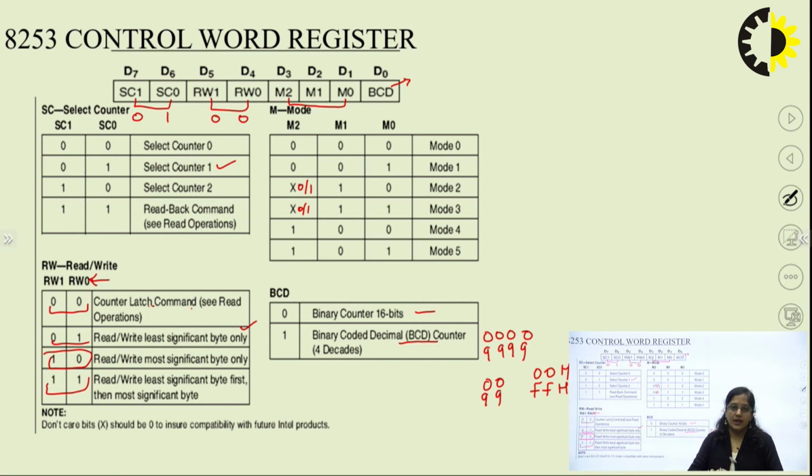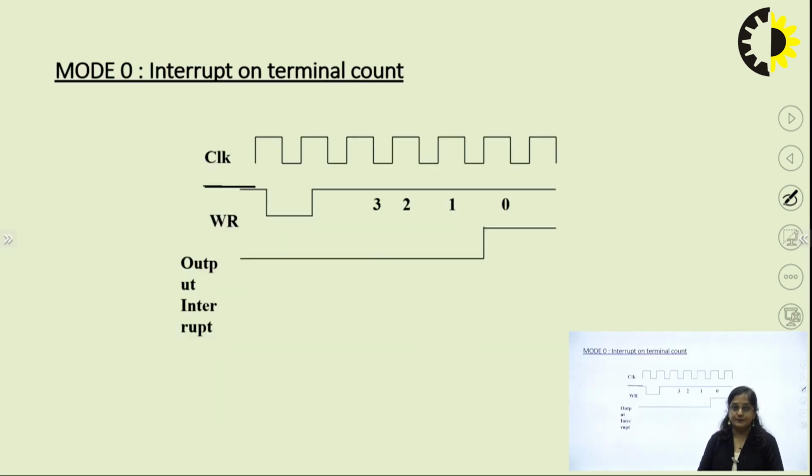From the delay we have to calculate the count value, how much the count value N will be. From that count value we will find whether the delay is for only one time or we have to repeat that delay. So accordingly we will have to select the mode. Now we will discuss the modes.